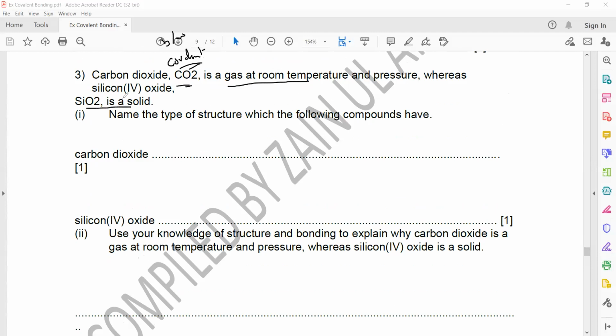Whereas silicon 4 oxide is solid. Even though it is also a non-metal, it will have a giant structure. Within the giant structure, all the covalent bonds are there. So they have a high melting point.